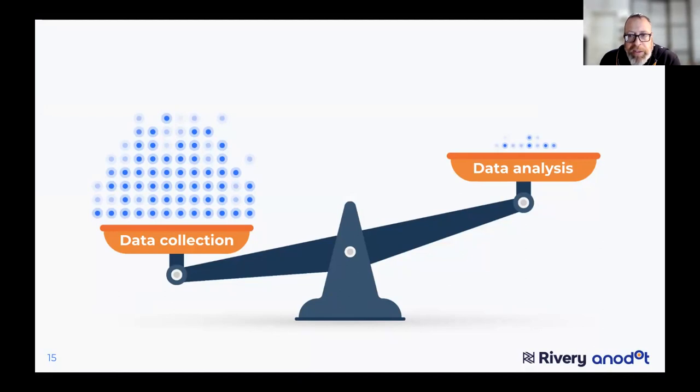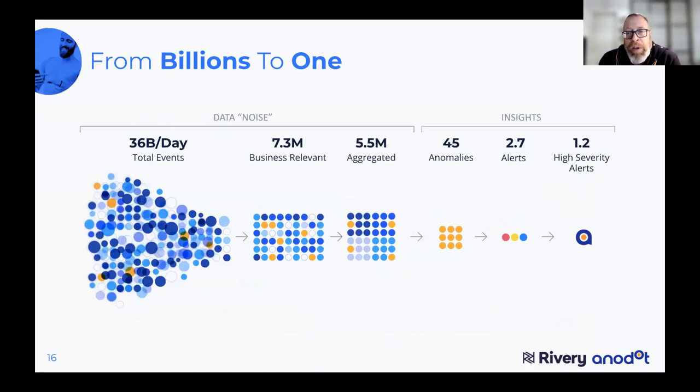So going into data analysis, what Anodot does, we try to create this funnel between the massive amounts of data which you see on a daily basis to actionable insights. In this case, these are actual numbers from a customer where they have close to 40 billion events per day. And all of them are real events. But out of them, you want to be able to filter only the ones which are business relevant and then create the aggregates on them. Because you don't care about a single drop on a single ad in a single browser. You care about the aggregates so you can identify the trend and understand what's going on.